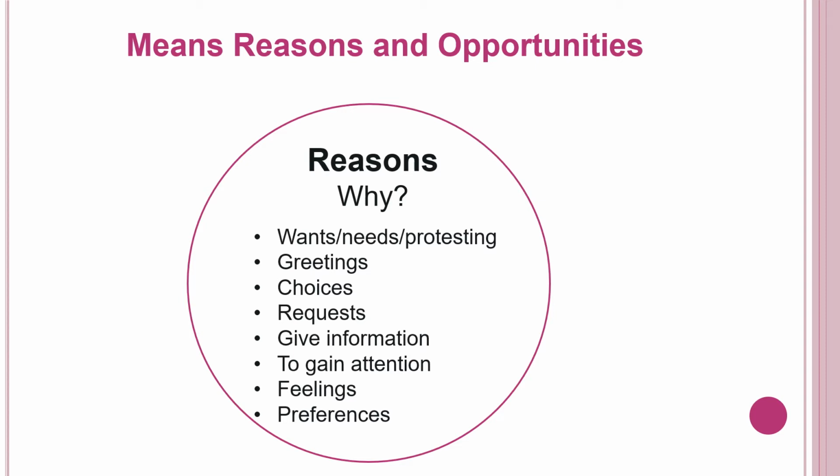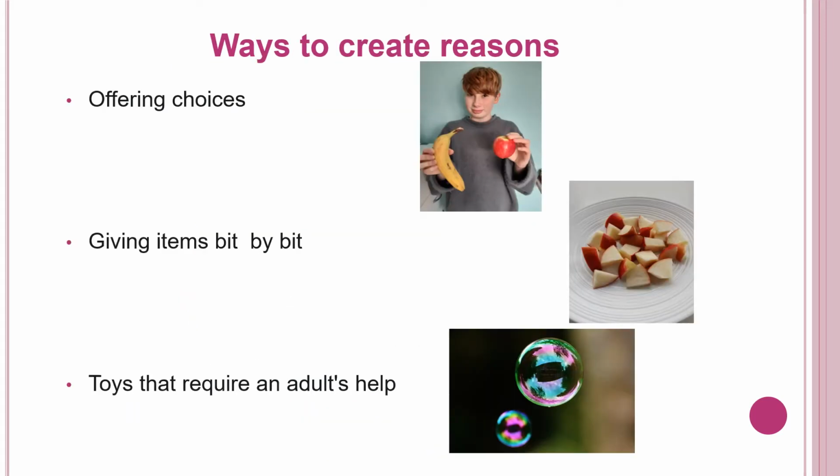As children develop, their reasons to communicate increase. Instead of just communicating to meet their needs, they begin to share and find out information and express preferences and emotions, as well as making social connections. Let's take a closer look at these reasons. As we've just explained, most children have an expanding list of reasons to communicate. Children with social communication difficulties and autism often require support to make requests and share information. This means that adults will need to create these reasons for them. Let's think about ways that we can do this.